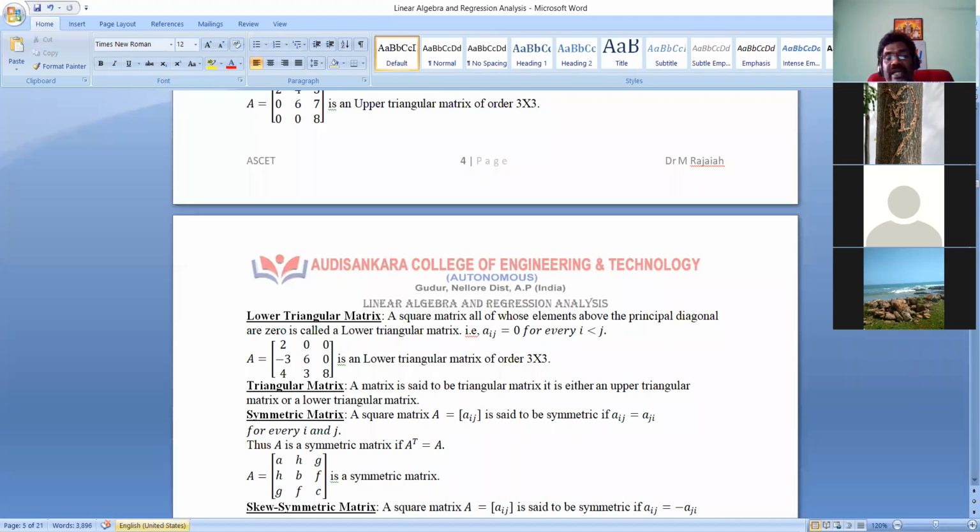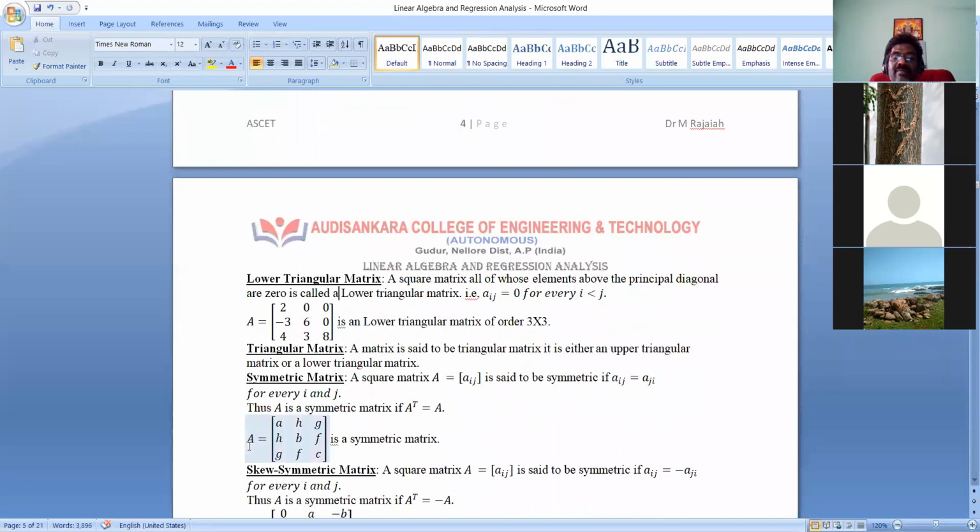Now what about a symmetric matrix, and what about a skew symmetric matrix? Symmetric means having the same form. If there is no change in the given matrix, that is called a symmetric matrix. If there is a change in the matrix with a negative sign, that is called a skew symmetric matrix. A skew symmetric matrix is a square matrix A equal to a_ij that is said to be skew symmetric.